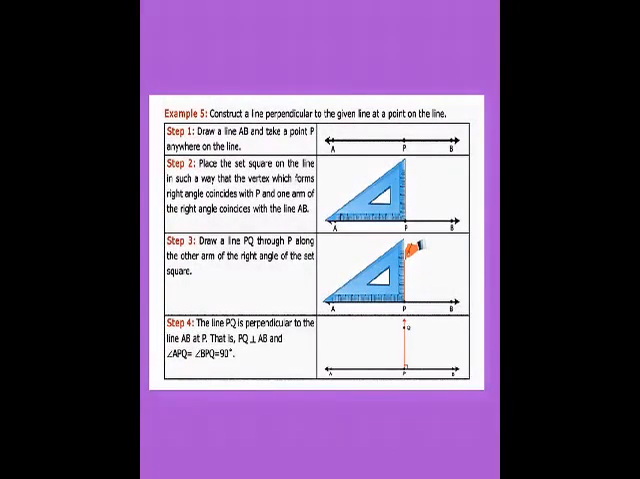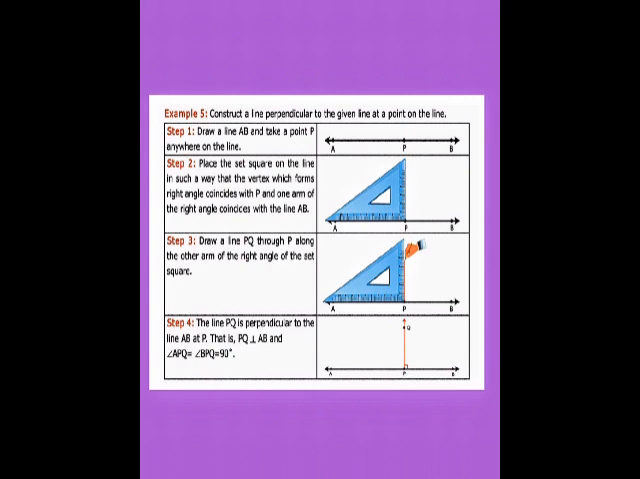Now we are going to the example to construct the perpendicular line to the given point. First, draw the line AB and take a point P anywhere on the line. Without any measurement, we are going to construct the perpendicular line. So I am going to draw a line segment AB. In that I am marking a point as P, anywhere on the line only.